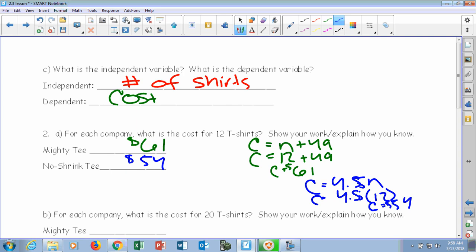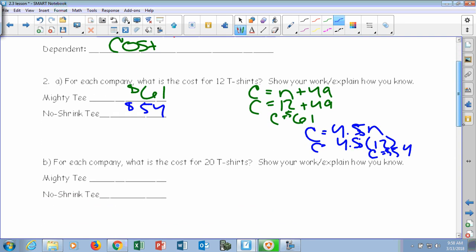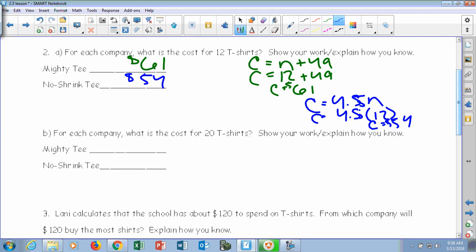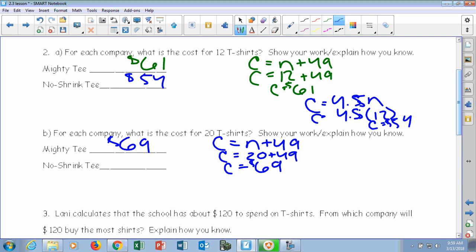Let's try B. It says for each company, what is the cost for 20 t-shirts? Explain how you know this. Show your work. Well, we want to find 20 t-shirts now. So we're going to do the same thing. Mighty T is C equals N plus 49. So, Sophia, what do I do for this? Okay, 20. I plug that in for my N. And what do I get? $69. Awesome.